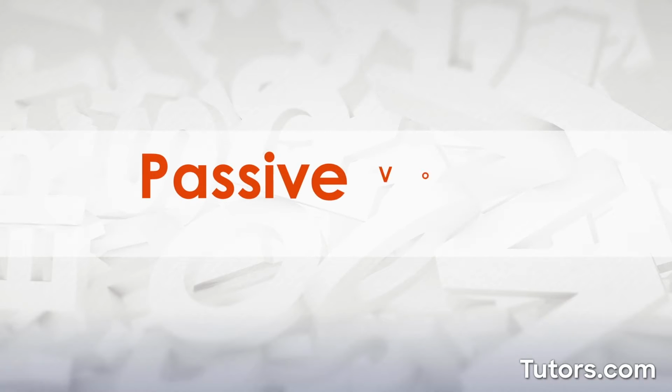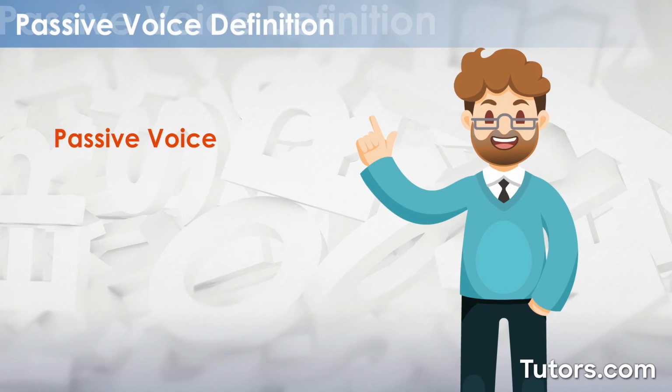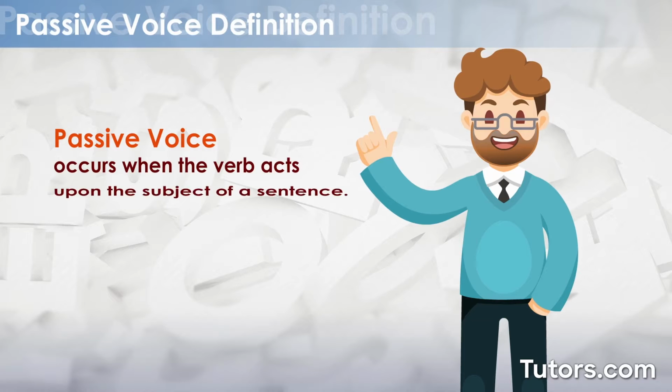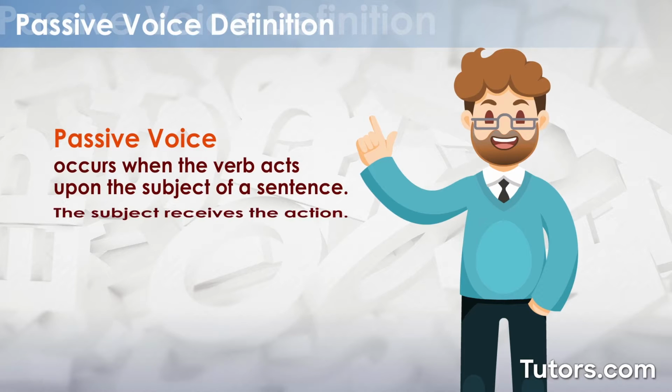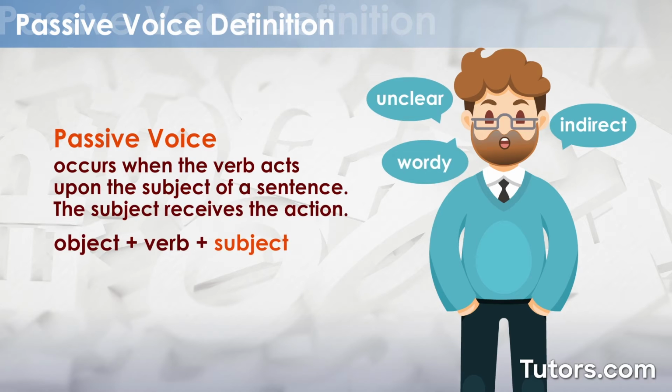What is passive voice? Passive voice occurs when the verb acts upon the subject of a sentence. The subject receives the action. Using passive voice can often create unclear, indirect, or wordy sentences.